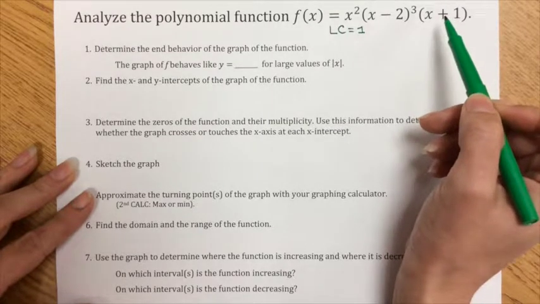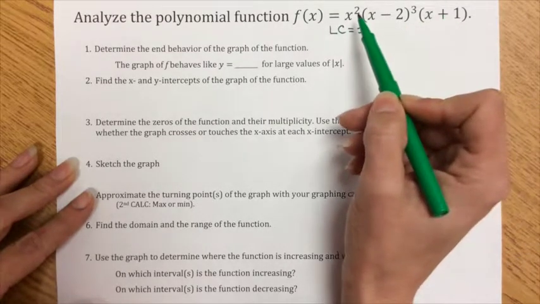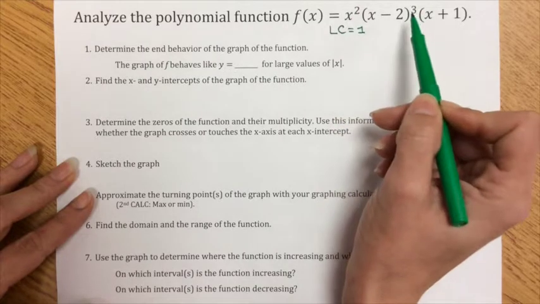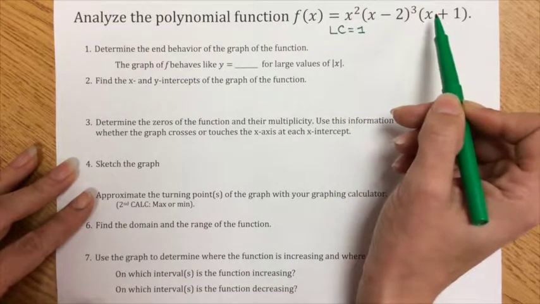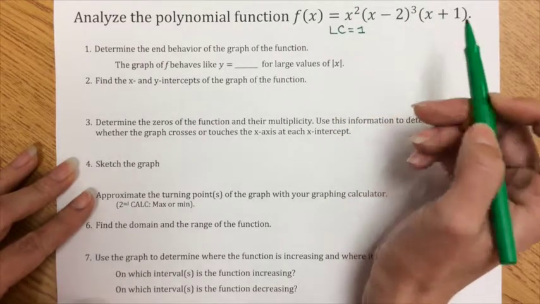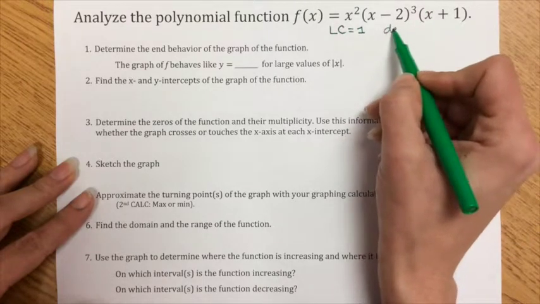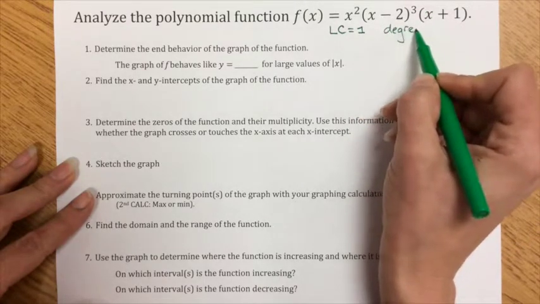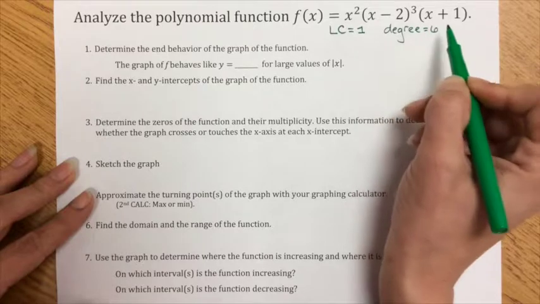And if we multiply all those together, we end up adding our exponents. 2 plus 3 is 5. Plus 1 more is 6. So the degree of this guy is going to be 6.